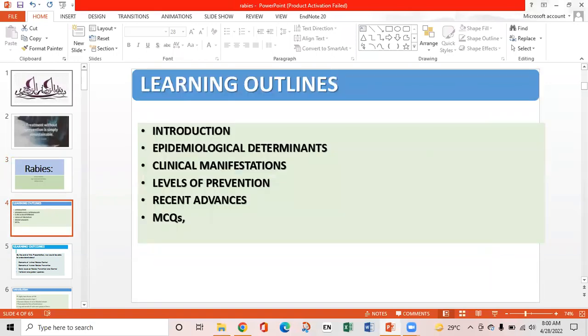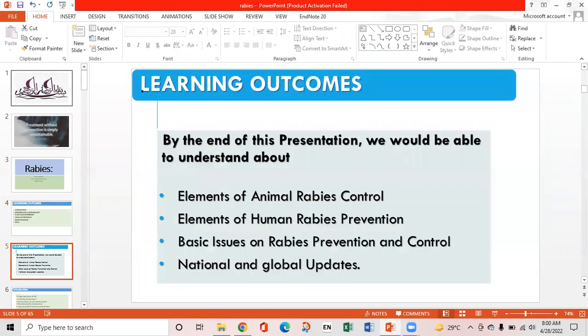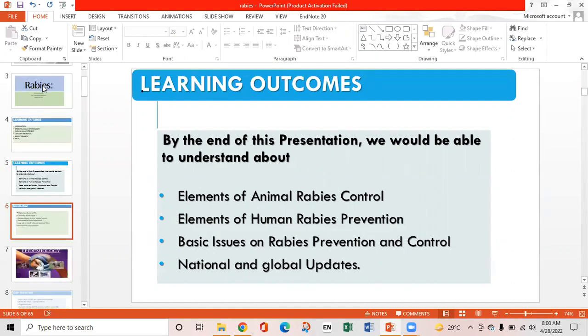Learning outlines are introduction of the disease, epidemiological determinants, clinical manifestations, levels of prevention, recent updates, and MCQs at the end. Learning outcomes: at the end of this presentation, participants will be able to describe the elements of animal rabies control, elements of human rabies prevention, basic issues on rabies prevention and control, and national and global updates.